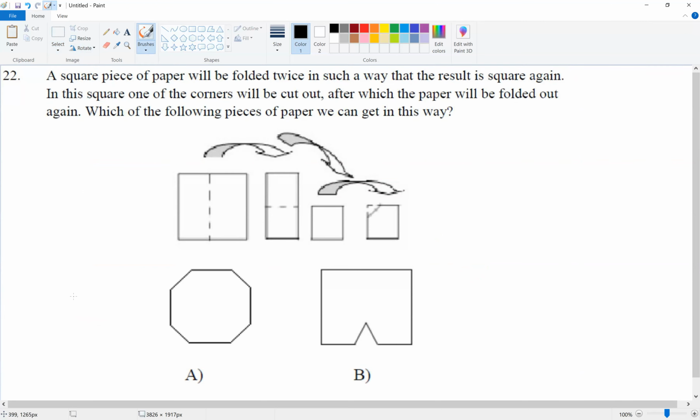Next, 22. Shamuta. Oh, Shamuta did 16. Sorry. Let's see who's next. Shanmish.